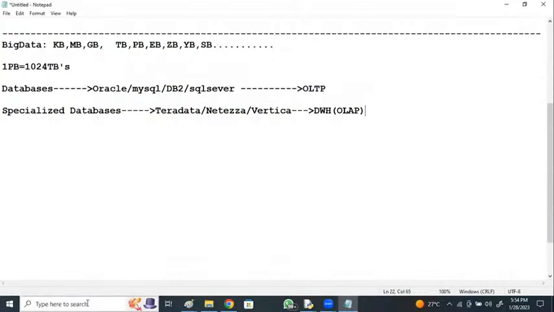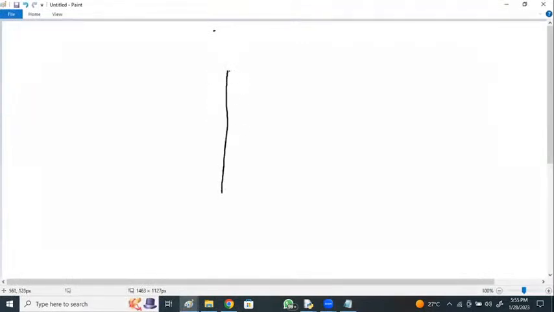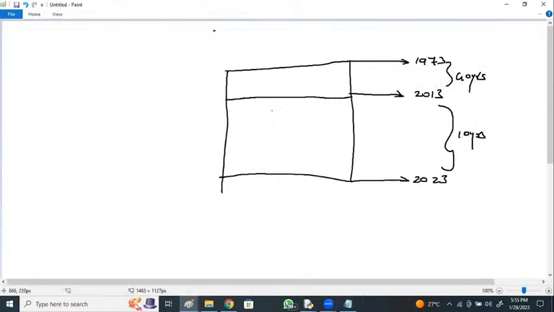But before that, let's talk about how this data is getting generated: data sources and data types. Assume this is the data available, generated over the last 50 years, from 1973 to 2023. If you compare the last 10 years, 2013 to 2023, with the previous 40 years, only about 20% of the data was generated in the previous 40 years, and nearly 80% of the data we see currently has been generated in the last 10 to 15 years.